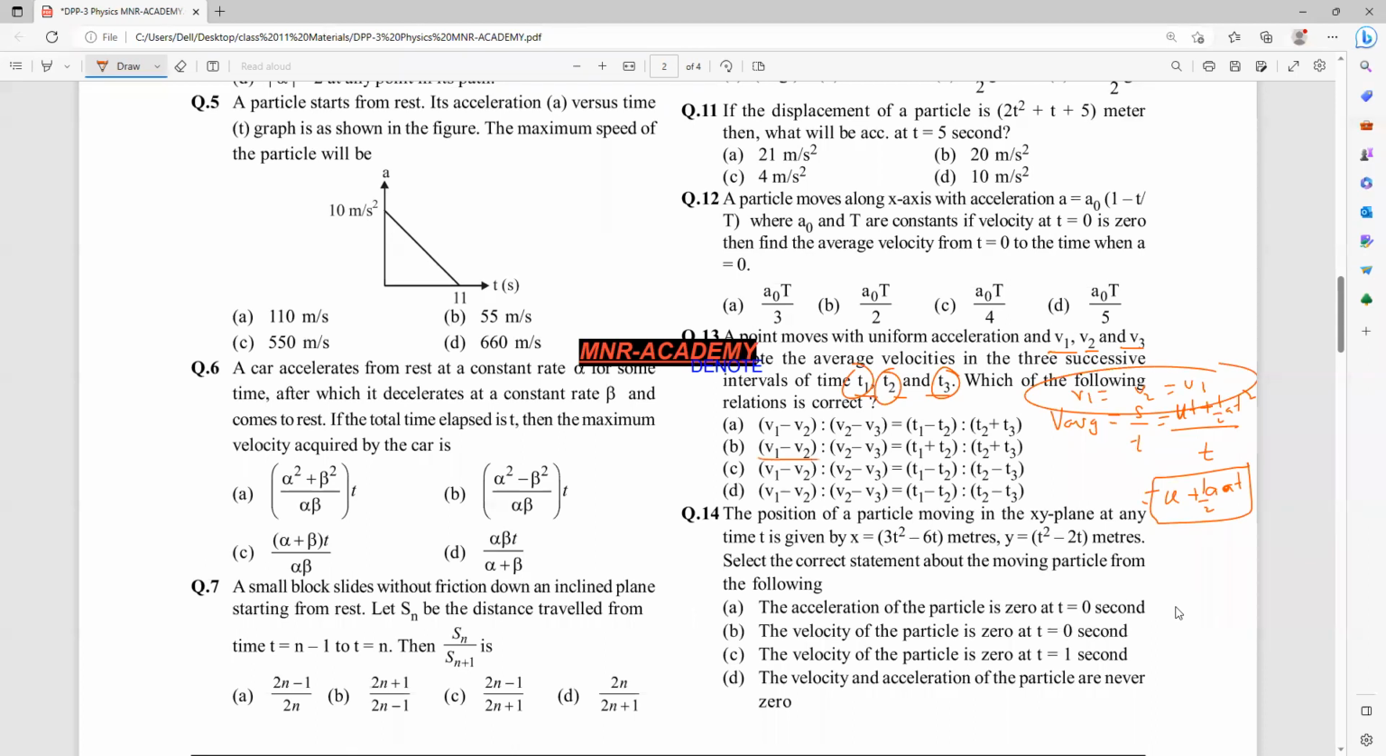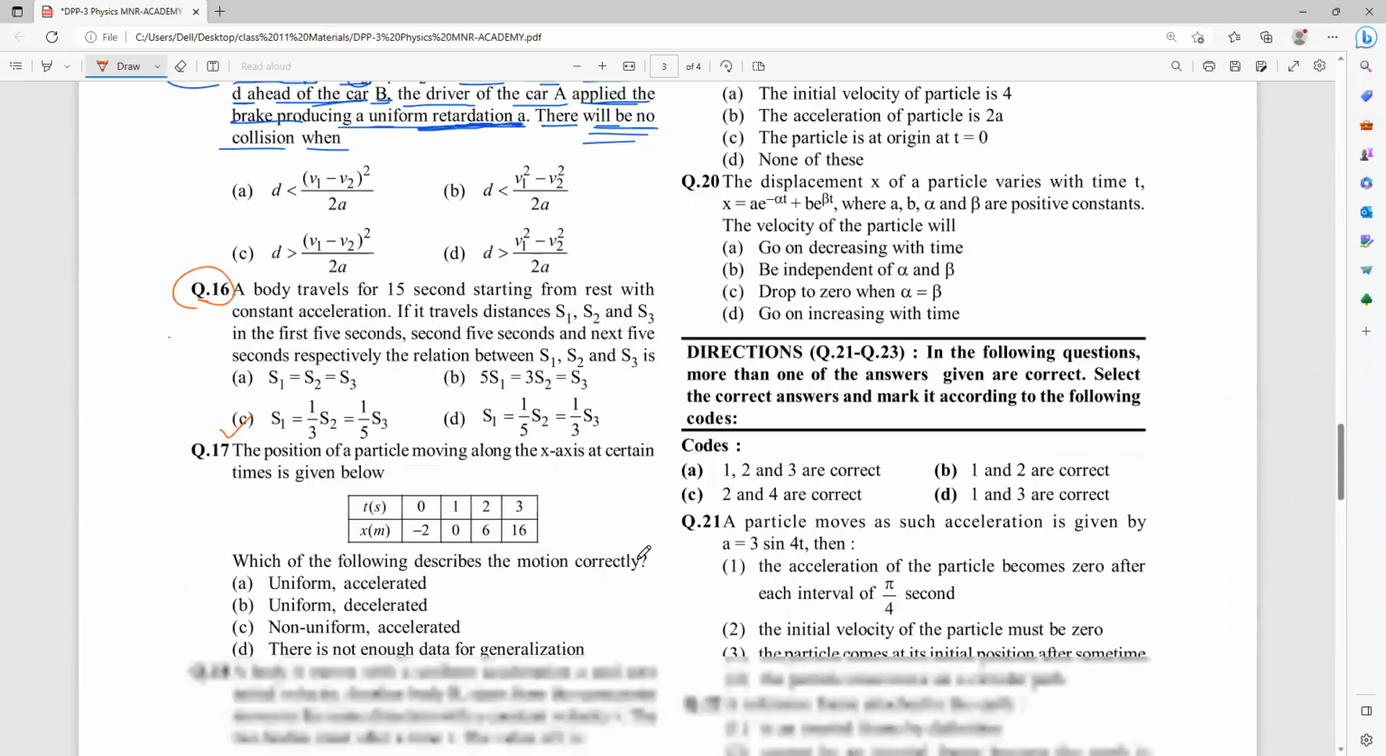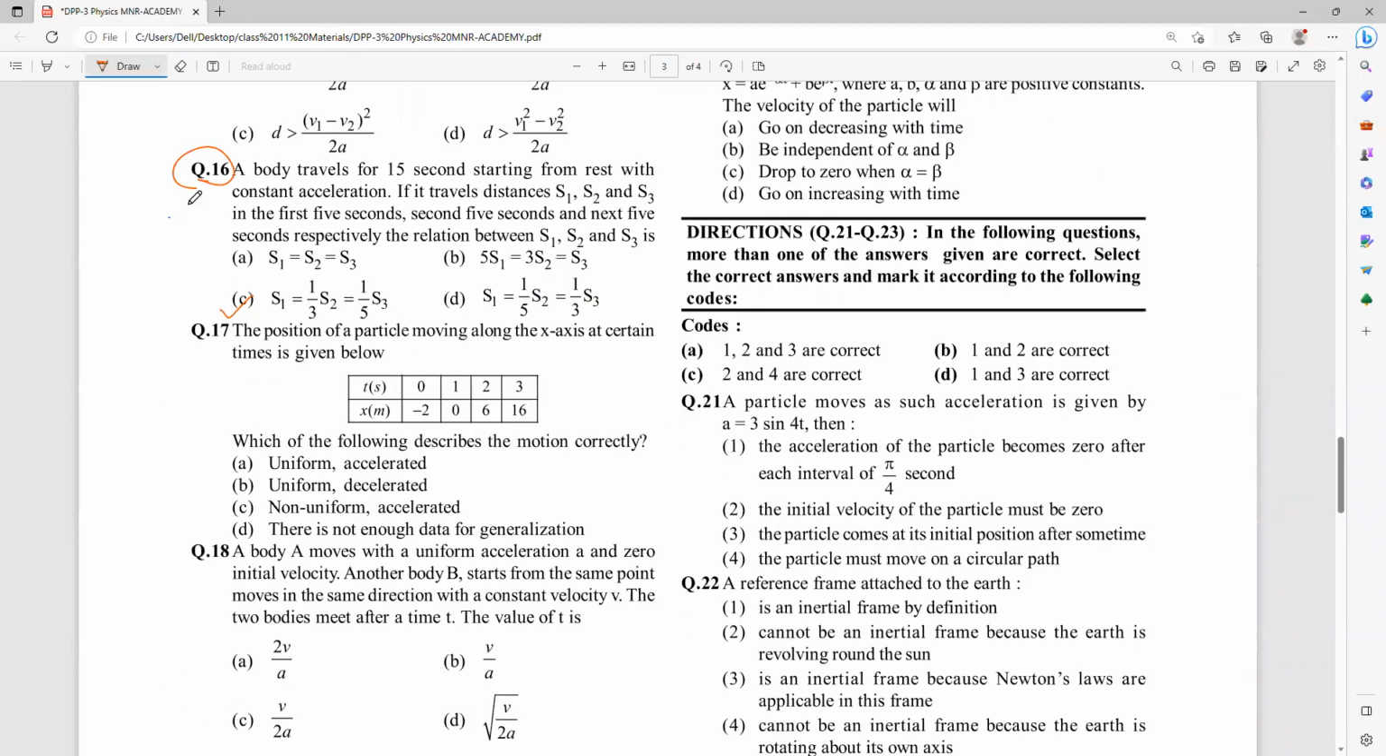So we have found the ratio (V1 minus V2) divided by (V2 minus V3) is equal to (T1 plus T2) divided by (T2 plus T3). That is what we got. Yes or no, guys? In a similar way, we have to find this question also, the same way. So now read the question.